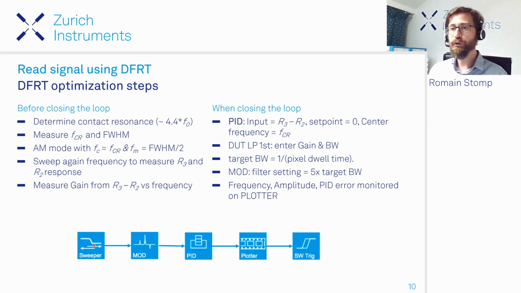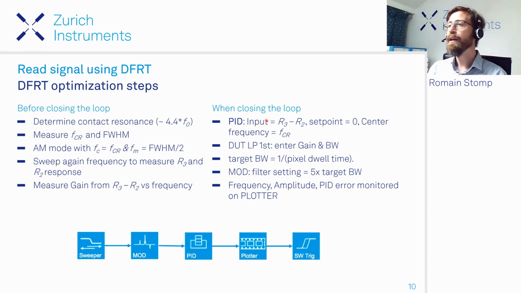But usually it always starts with a sweeper. So you have to get this contact resonance. This is not the first eigenmode, so it's not in the free resonance, but it's in the clamp resonance. So it's typically 4.4 times F0. Then you can measure the contact resonance, the full width at half maximum, and then you enter with this amplitude modulation scheme, where for the carrier, you use the contact resonance, and the modulation, you just make it symmetric around this contact resonance to measure it.